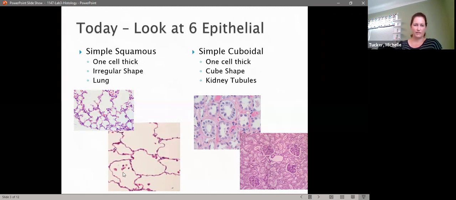This is usually the more common one seen in the histology lab, and this is the one that is seen in 1248. In origin, it would be lung tissue.